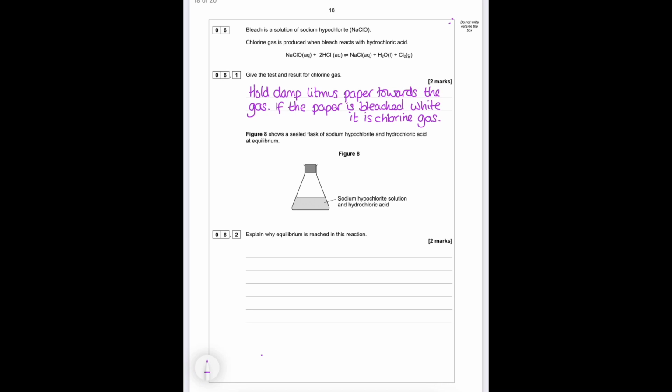Then for the next part of the question, we are told that figure 8 shows a sealed flask of sodium hypochlorite and hydrochloric acid at equilibrium. And we have our diagram here. The question is, it's 2 marks, explain why equilibrium is reached in this reaction. So, because we have a closed system and no gases can escape, what this means is that for it to reach equilibrium, the forward reaction has to equal the backwards reaction.